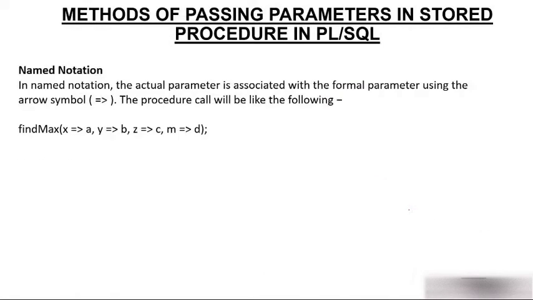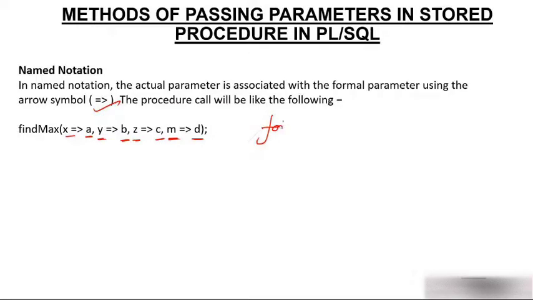Now comes the second method, named notation. In named notation, you use an arrow, which you create with the equal to sign and then the greater than sign. In named notation, while calling a function, for x you are passing a, for y you are passing b, for z you are passing c, and for w you are passing d. That is, it is not required to pass consecutively, one by one, like positional. You can pass any parameter for anything.